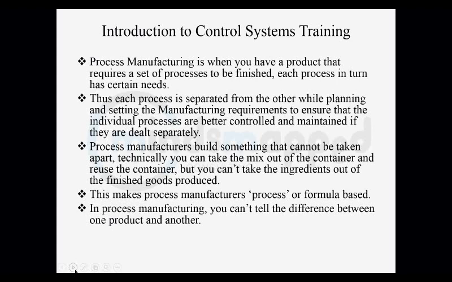So that means, using the same example, you can't break down sugar to obtain sugar cane, or break down the energy you produced, your power, to obtain the gas or the coal that you used to produce it, right? So this makes process manufacturing process, recipe, or formula based, right? In process manufacturing, you can't tell the difference between one product and another.